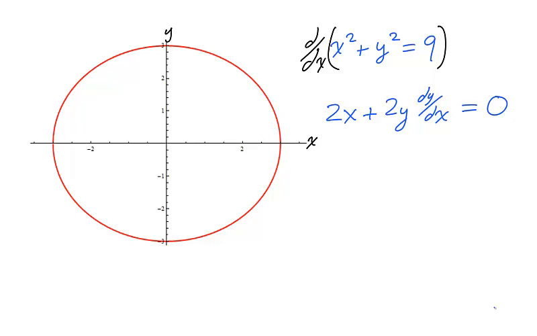The derivative of x squared is 2x. The derivative of y squared is 2y dy dx. We need dy dx because y is not x. And the derivative of the constant 9 is 0. Find dy dx explicitly.